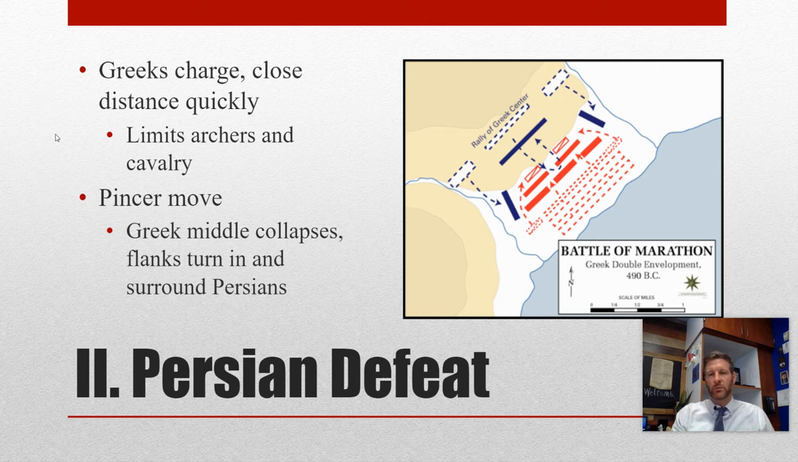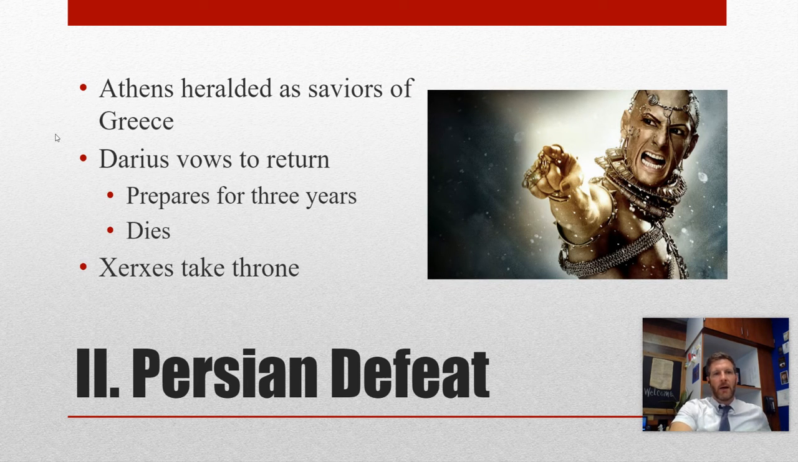The number of Persians killed were in the hundreds, and maybe even upwards of thousands, whereas the Greek casualties were very, very minimal. It was a massive Greek victory, despite being outnumbered heavily. Athens, as a result, with a little bit of help from another city-state, had basically single-handedly defeated this first Persian invasion. They were heralded as the saviors of Greece.